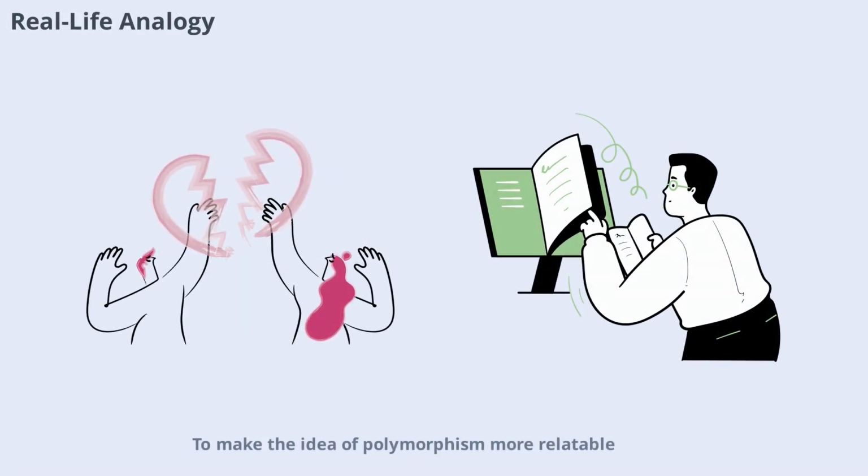To make the idea of polymorphism more relatable, let's revisit our earlier analogy. Think about a man who is a father at home, a husband to his spouse, and an employee at work. He adapts his behavior based on the role he's playing at any given moment. In C++, objects can also adapt their behavior depending on how they're used, thanks to polymorphism. This flexibility is what makes object-oriented programming so powerful and versatile.